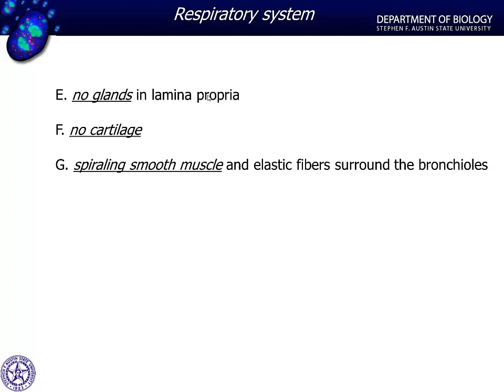Now, also associated with our bronchioles, no glands in lamina propria, no cartilage, some spiraling smooth muscle that will become fewer and fewer in number as our luminal diameter gets smaller and smaller. Once again, the message here is the walls of the passageways are getting thinner and thinner and more simple as we get closer and closer to the position where we're going to have external respiration.